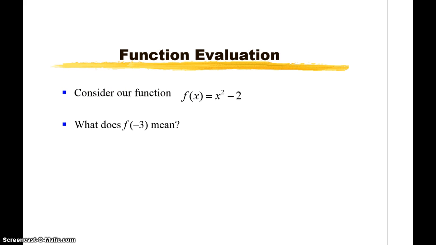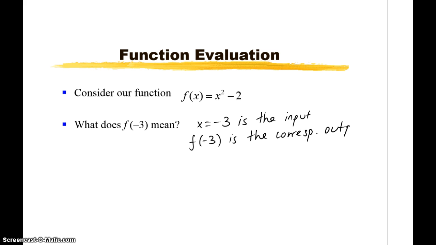So here's an example. Consider our function f of x equals x squared minus 2. How do we evaluate f of negative 3? What does that even mean? Well, think back to what we just said. X is the input for a function defined by the rule x squared minus 2. So f of negative 3 means that x equals negative 3 is the input, and f of negative 3 is the corresponding output.